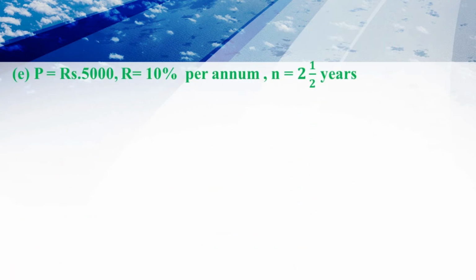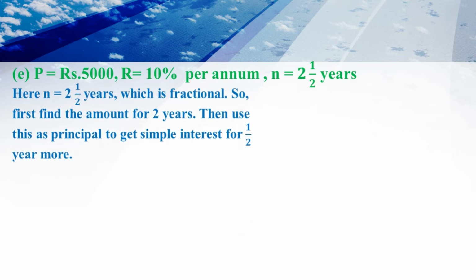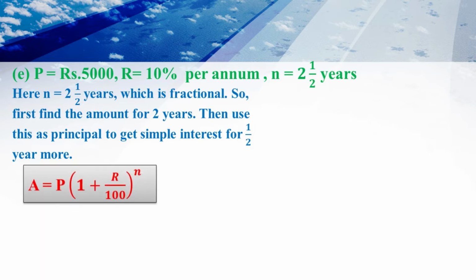See another sum. P is rupees 5,000 and R is 10% per annum and n is 2.5 years. Here n is 2.5 years, which is fractional. So first find the amount for 2 years. Then use this as principal to get simple interest for half a year more.